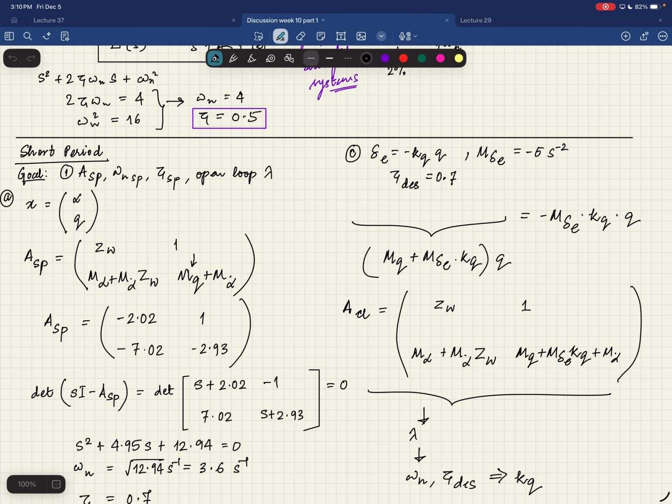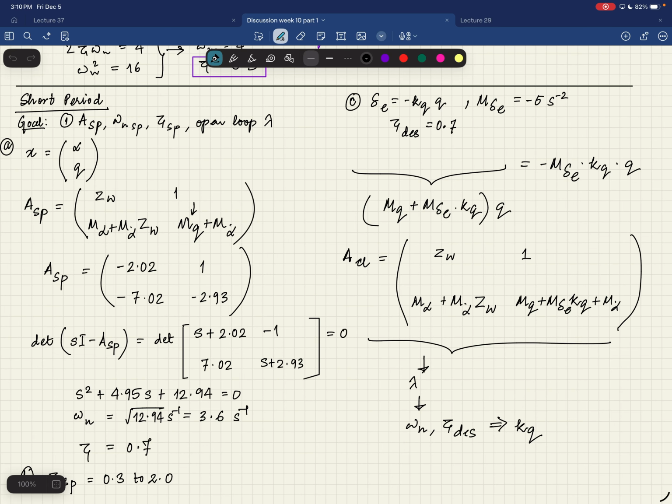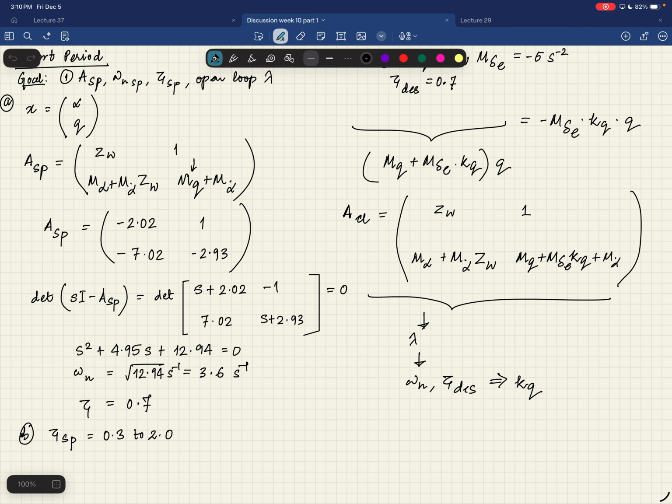And then I went on to solve a short question on short period dynamics for the Navion aircraft, where we constructed the 2x2 reduced order model approximation based on the total equations that we had. Then we looked at its characteristic polynomial and what the roots would be.